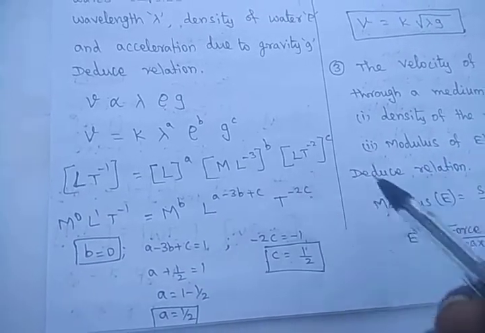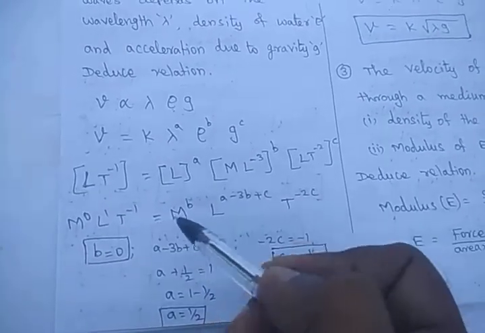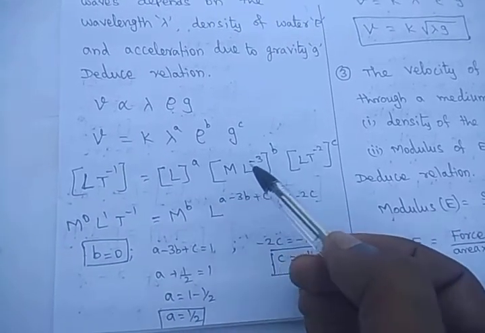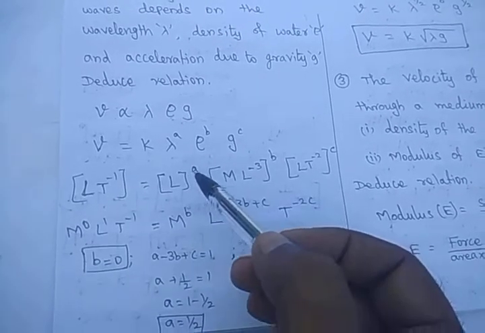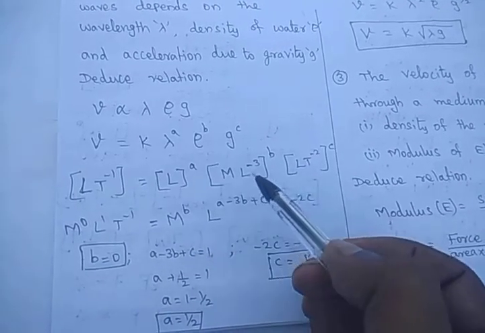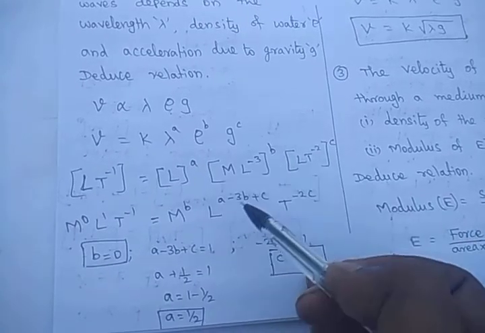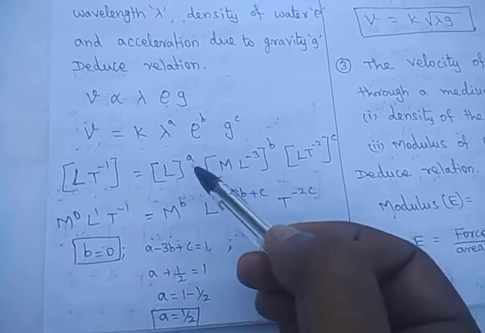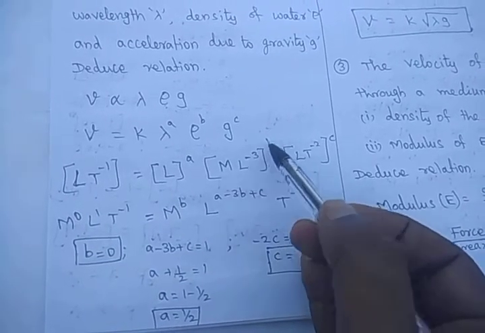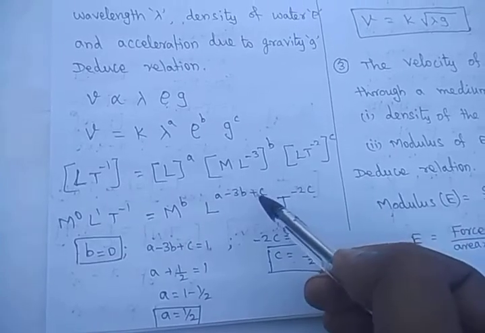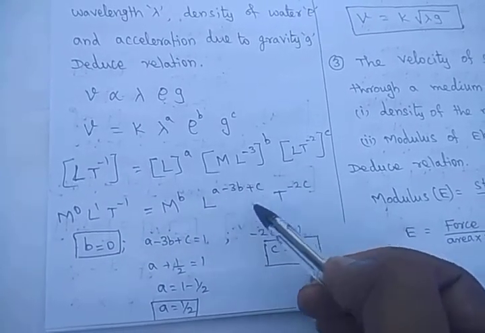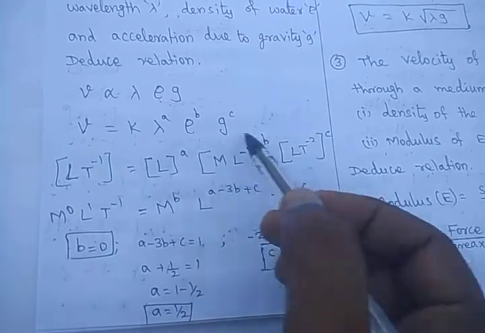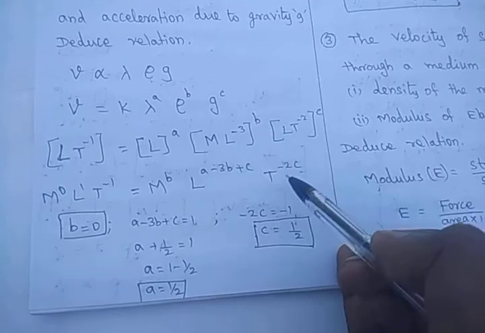So what is the next step? Split M, L, T separately. There is only one M, so M power b. L is there here, here, here, so we have to put L, and all the a, b, c will come. So L power a, then b means minus 3b, and L power c. L power a, L power minus 3b, L power c, so we write a minus 3b plus c. Then what about T? T power minus 2c. There is no T term elsewhere, so it is T power minus 2c.